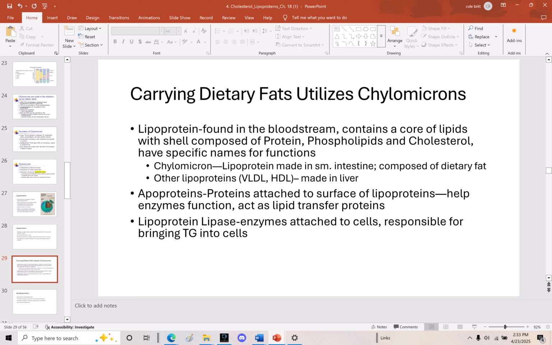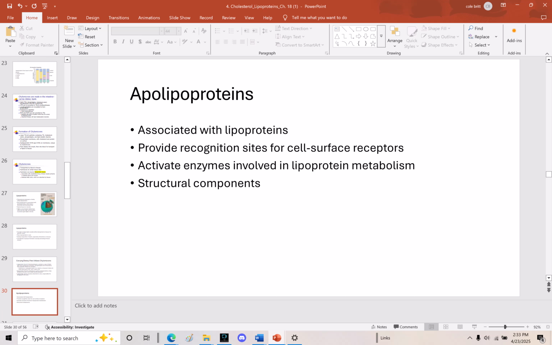So we're going to start with apolipoproteins and what they do. They are associated with lipoproteins. They provide recognition sites for cell surface receptors. We'll talk about that. They can also help activate enzymes. And they do help with structural components. For example, ApoB48 is mainly there to maintain the structure of chylomicrons. But here's all the others.